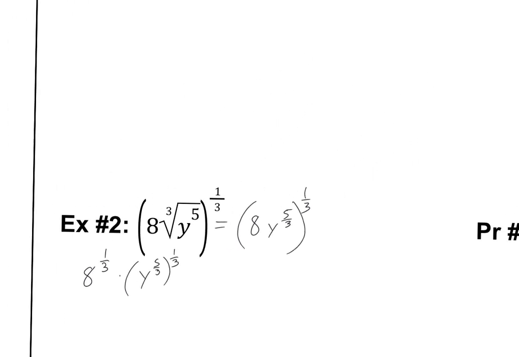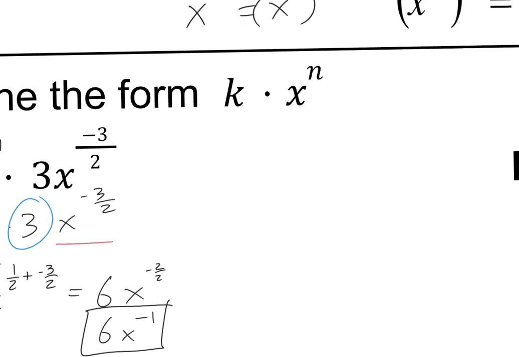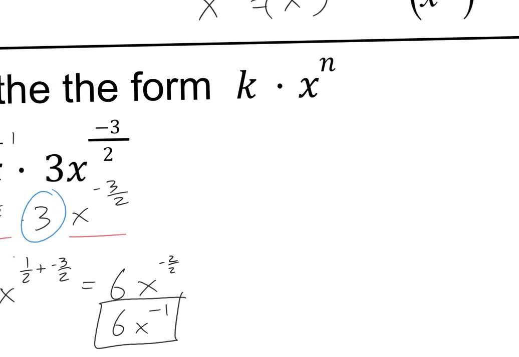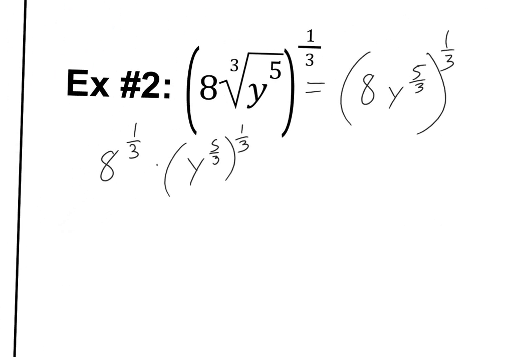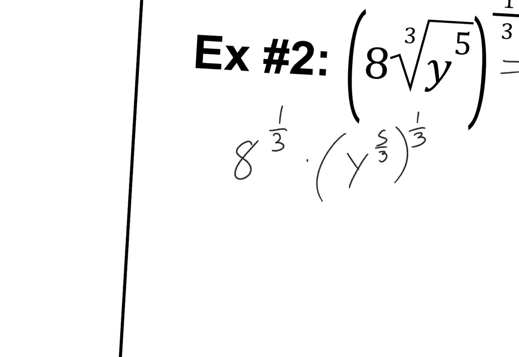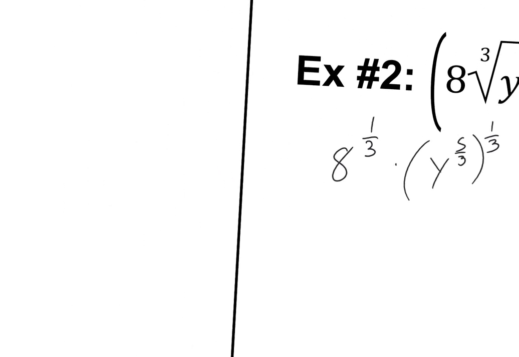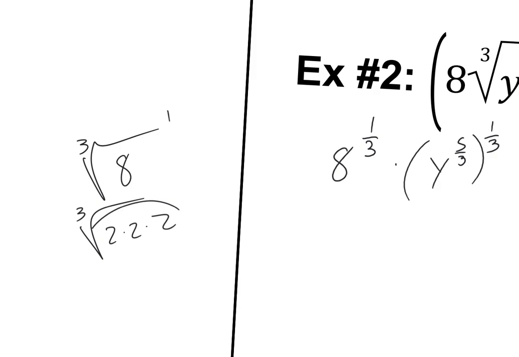The reason why I'm doing that, again, remember, I'm trying to get to this format, k times x to the n. So I want just a single value here, x to the n. I don't want the n being applied to the k. So let's go back. I need to think about what 8 to the 1/3 is. That's like saying the third root of 8. If I break down 8, that's like 2 times 2 times 2. So I have a group of 3 2s, and so I can pull it out. So that's actually really just a 2.